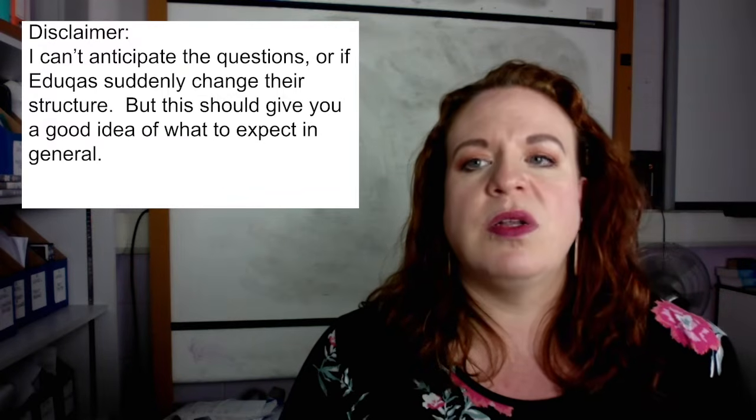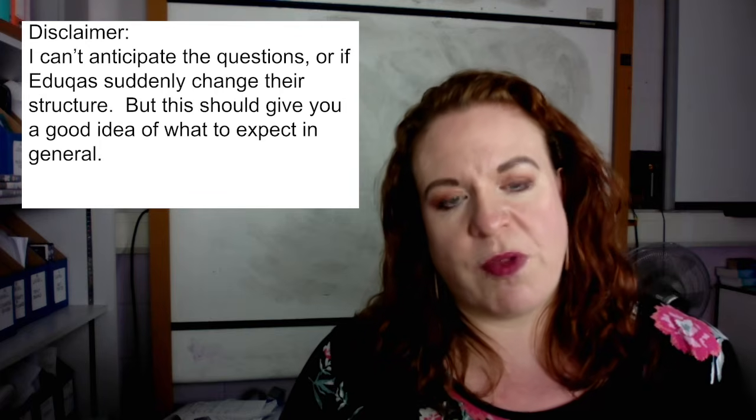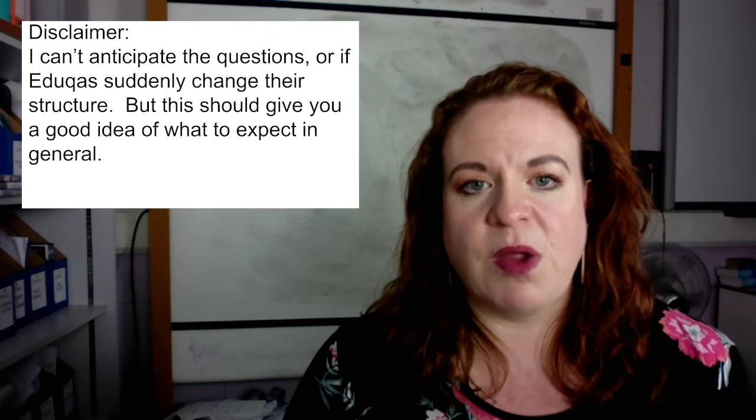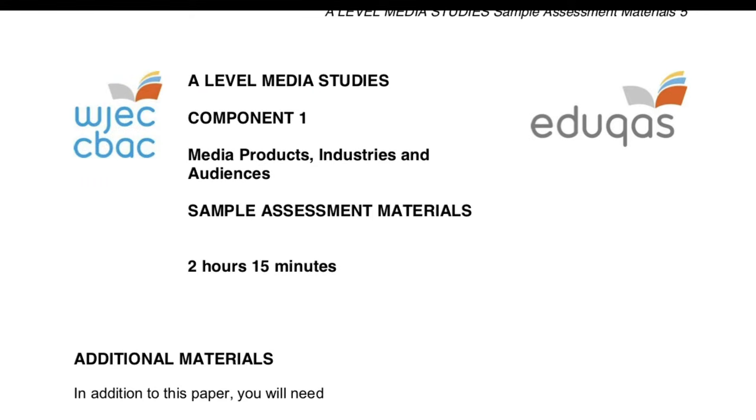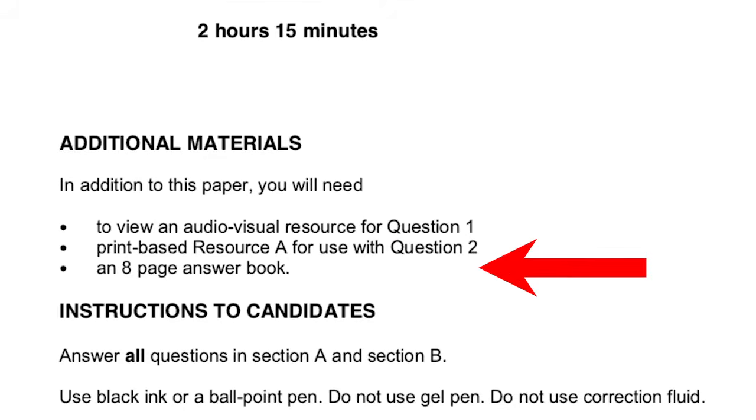As long as you are looking at it and just looking at the structure of the paper, I think that's the most important thing at the moment. Okay, so on the screen at the moment, this is the front sheet of an A-Level Component 1 paper. On this front sheet, this is exactly what you would have in the exam. Obviously, yours won't say sample assessment materials on it because it would be a real paper. But you can see it is 2 hours and 15 minutes for Component 1. And you will get an 8-page answer booklet with it.